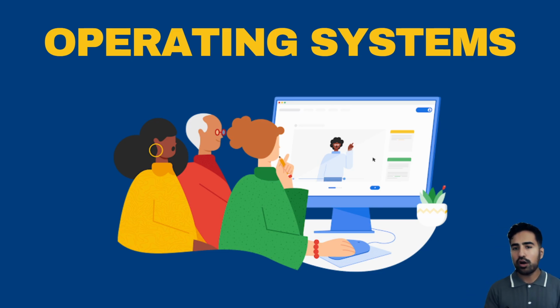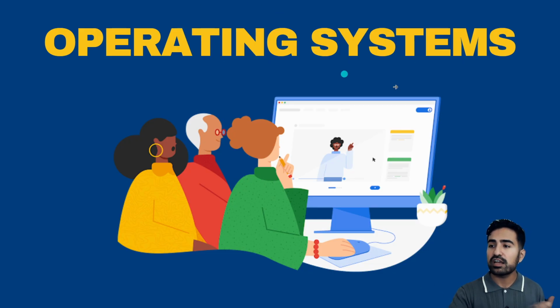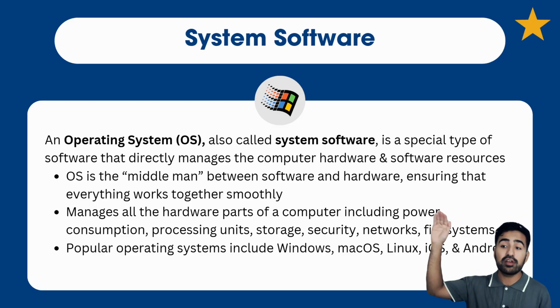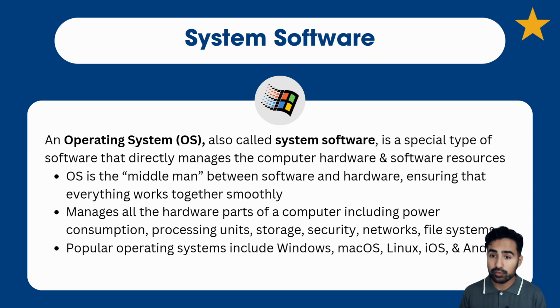All right, so we've talked about hardware, we've talked about software, mostly application software. Let's take a look at that other category of software, which is system software. A synonym for system software is actually operating systems. So, an operating system, also called system software, is a special type of software that directly manages computer hardware and software resources. Remember the kernel part of Linux? It was the bridge between the hardware and the upper level software. Well, that's really what an operating system is. It's the middleman between software and hardware. It makes sure that everything works together very smoothly without any hiccups.